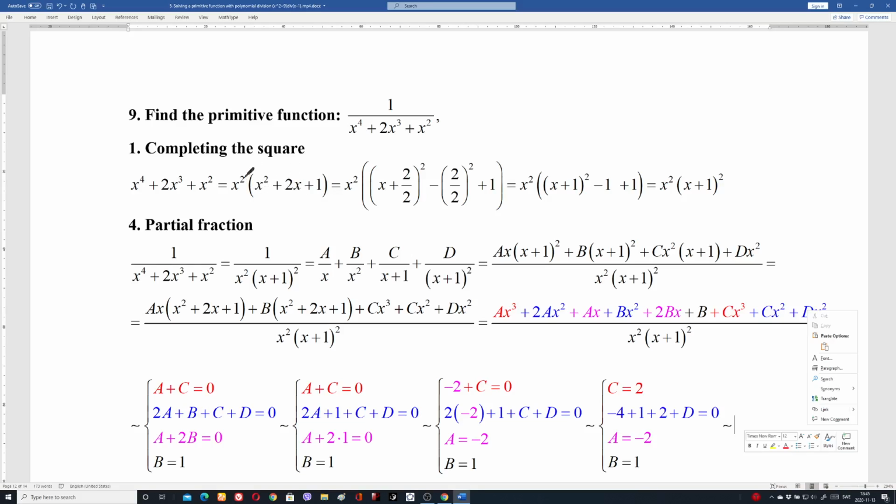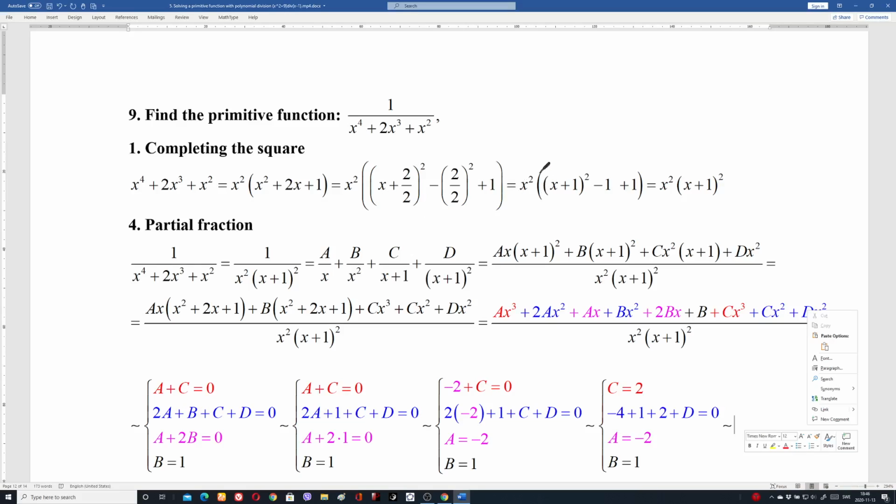I draw a front of parentheses x^2. Inside the parentheses, I have x^2 + 2x + 1. Okay? When I finish this one, I will do the real completing the square. This is the front of parentheses. Inside the parentheses, I have x + 2 divided by 2. So this one divided by 2, and I'm squaring this one, minus 2 divided by 2 inside parentheses squared, plus 1.